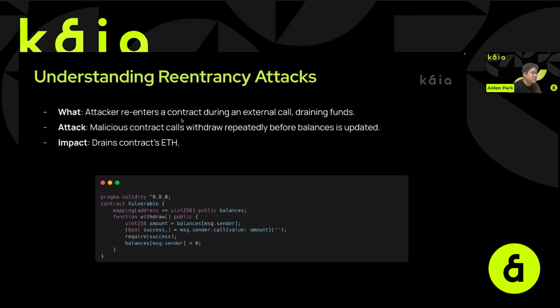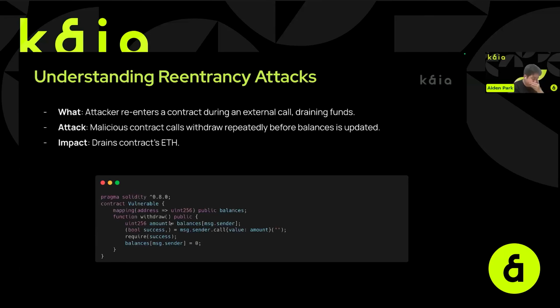It's hard to understand the first time, but you can understand by checking this example. Here we have a contract storing a balances variable. So every address can have their own balance, and when some users call this withdraw function, they can withdraw only their own balance.